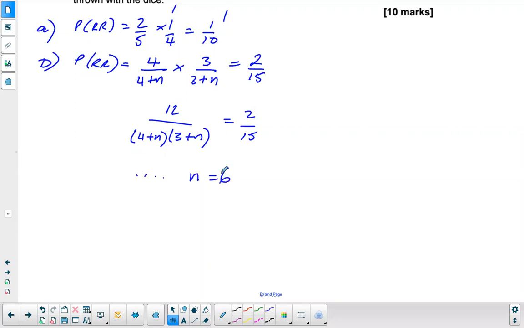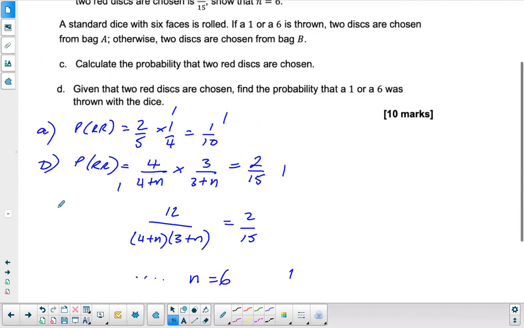There are other ways of doing that. Any valid method works. Any valid method will score the mark. So 1 for the answer, and 1 for the 2/15ths, and 1 for setting up that equation, or attempting to set up that equation. Part C, which is to calculate the probability 2 red discs are chosen.